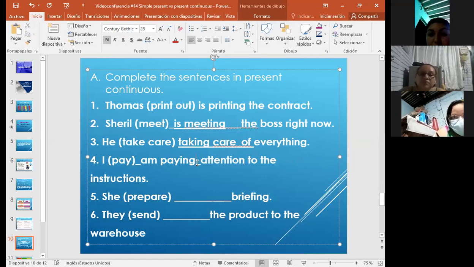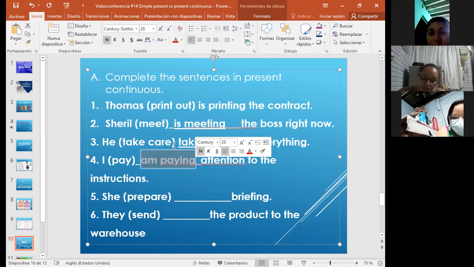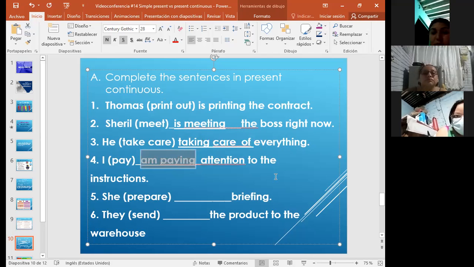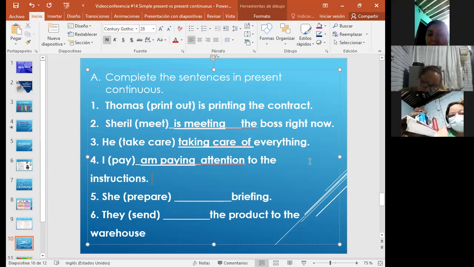Teacher, what is the meaning briefly? The meaning of? I'm sorry. In sentence number 5. Ah, we'll go with that. Let's finish the number 4. I am paying attention to the instructions, okay?